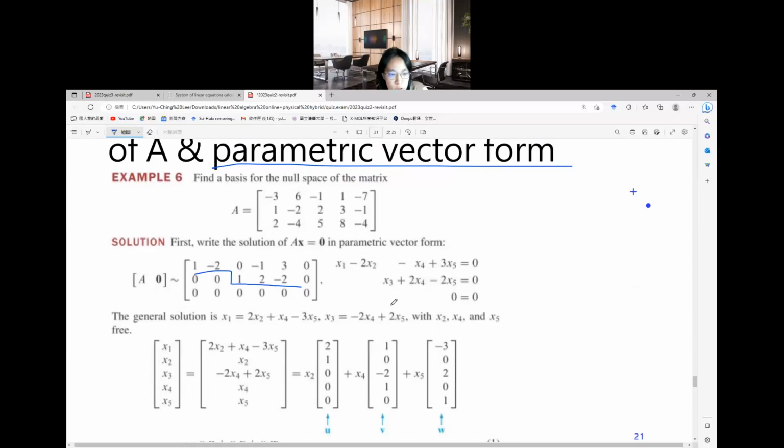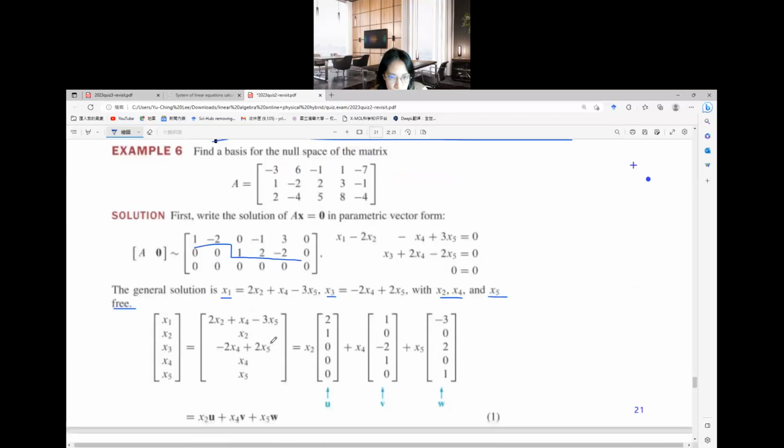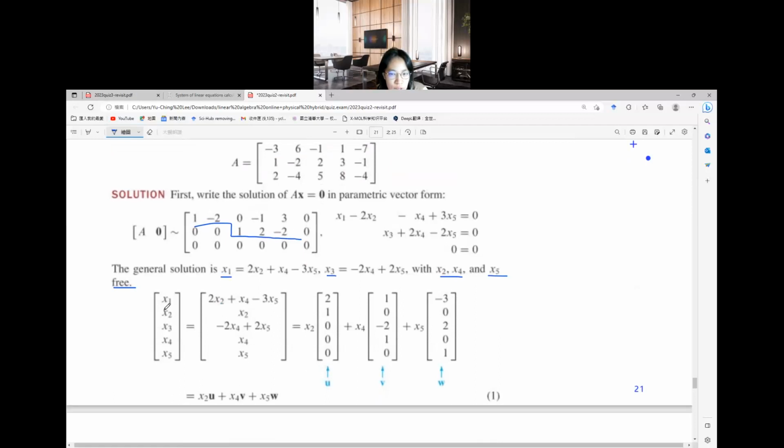Then after reordering, we find out that x1, x3 are related to other variables, but x2, x4, and x5 are free variables. And how are we going to handle that? We write the parametric vector form in this way.